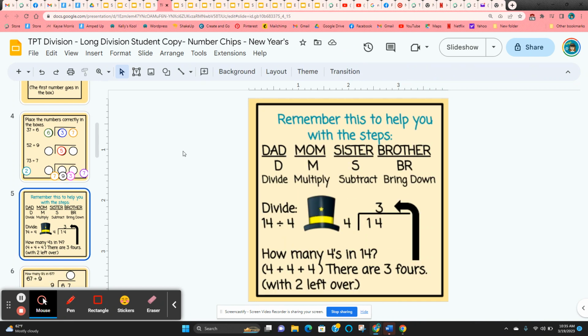The next slide is instructional, so it gives them that acronym DMSBR, Dad, Mom, Sister, Brother, for the steps in long division. So if we had 14 divided by 4, the first step is divide. 4 goes into 14 3 times with 2 left over.